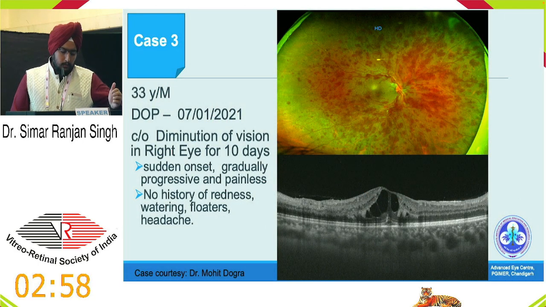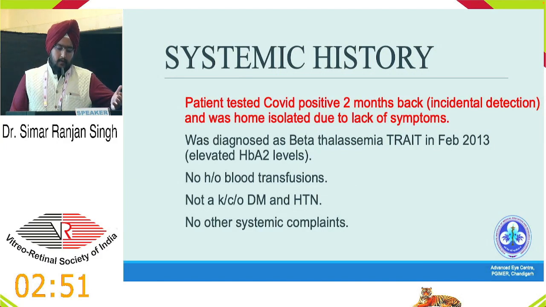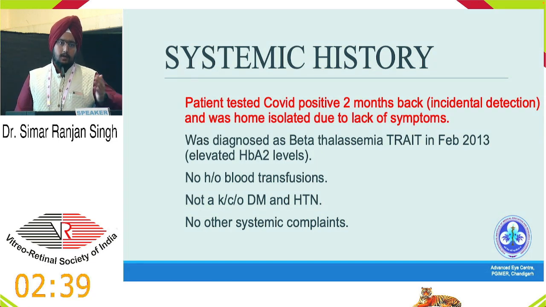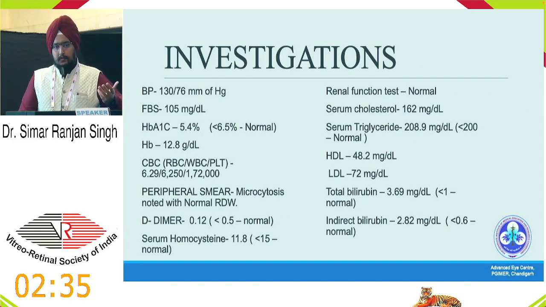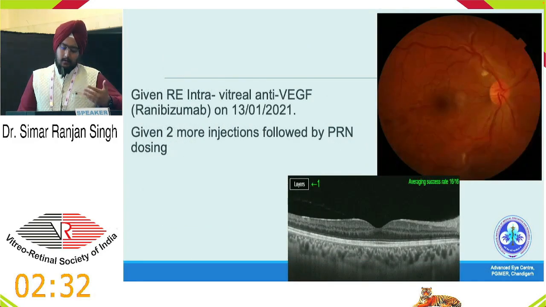This was another case who presented to us, a young patient with a CRVO-like picture. There was history of COVID positivity 2 months back, again, not very severe, at home only. But there were no other risk factors present, no blood transfusion, no diabetes or hypertension, and all the other tests we do for a CRVO in a young patient also came out negative. So this was presumed to be secondary to COVID. The treatment usually remains the same as we do for any other RVOs, with anti-VEGF injection followed by PRN therapy, and the patient did well.